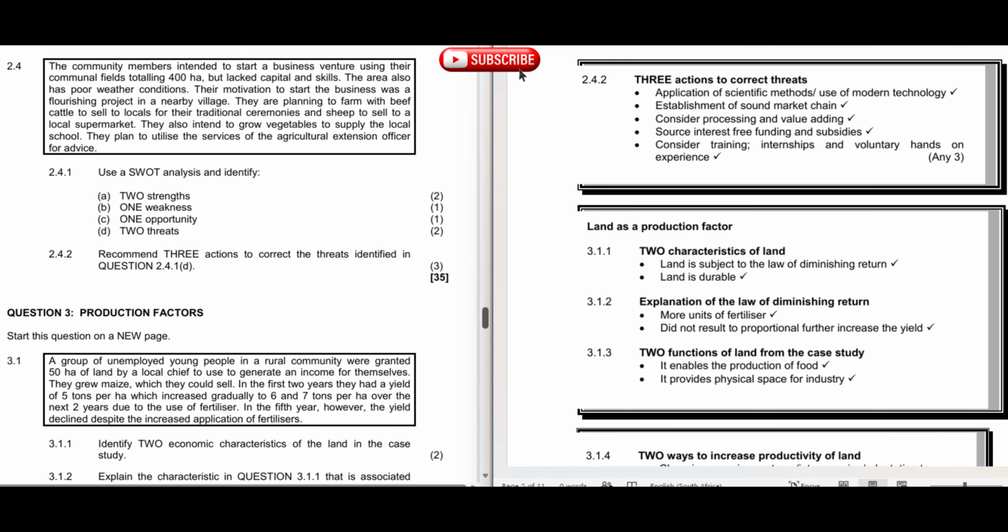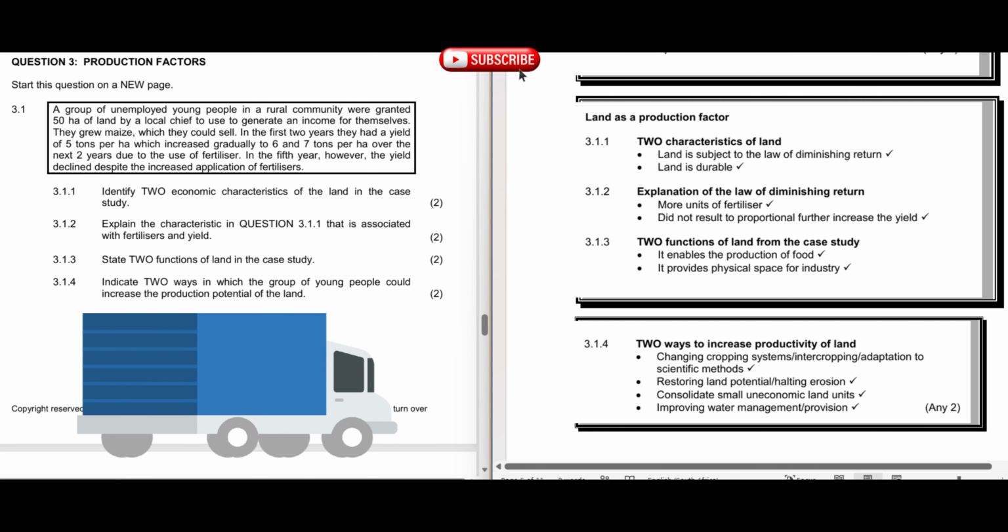Question 3. Production factors. Start this question on a new page. 3.1. A local chief granted a group of unemployed young people in a rural community 50 hectares of land to use to generate an income for themselves. They grew maize, which they could sell.